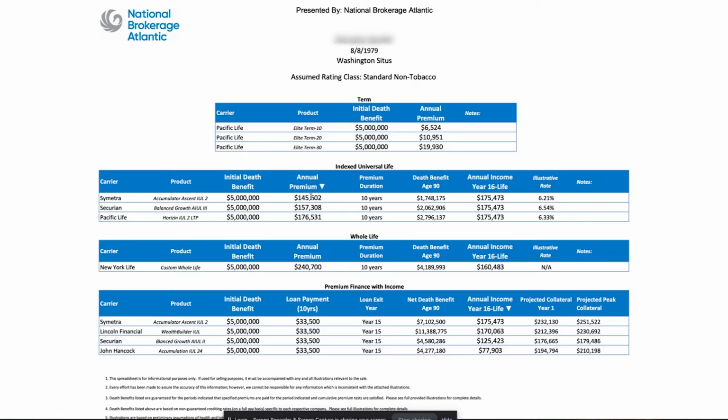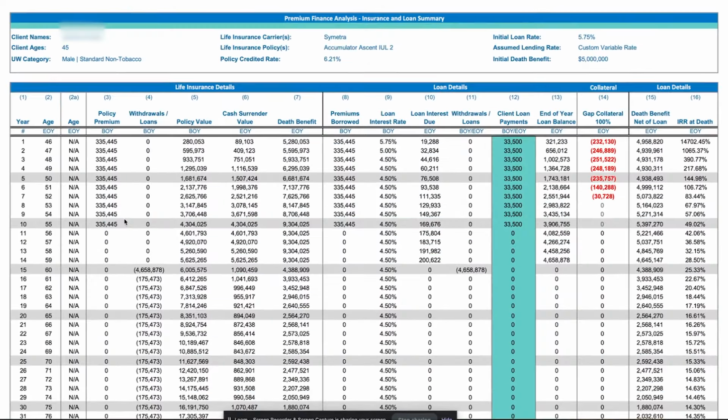But even a self-funded policy, to match the same $175,000 distribution that we're proposing or illustrating in the 16th year, you'd have to put in $145,000 a year out of pocket for 10 years, $1.4 million of your money, compared to the $33,000 that we're proposing and a little bit of interest.